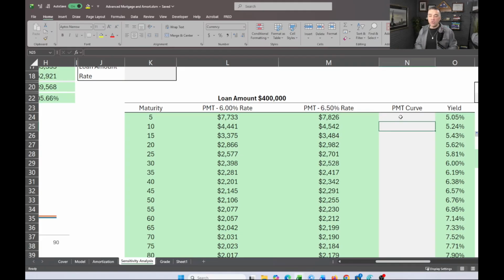Next, what I want you to do is plug in our PMT curve based off this interest rate, based off that maturity. I'm going to pause it here. I want you to do it on your own, and I'll see you in a second.